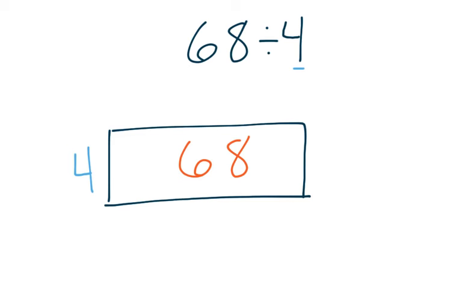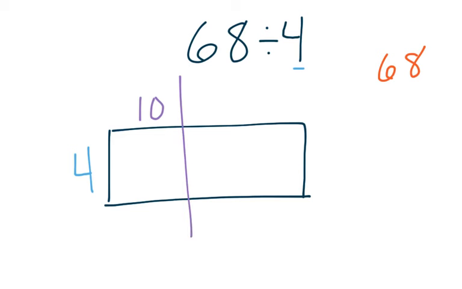We're going to place our dividend off to the side. And now we need to think about some multiplication. A good place to start is with our tens facts. So I'm going to place a 10 on the top of my rectangle, and I'm going to separate my rectangle, and then I'm going to multiply. This looks like the area model we're used to. So 4 times 10 gives me 40.